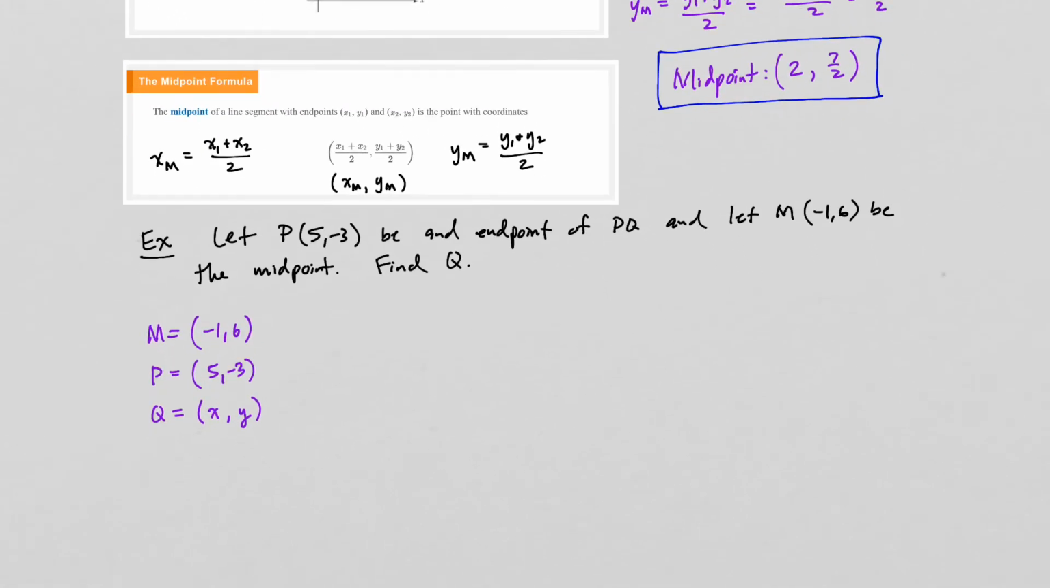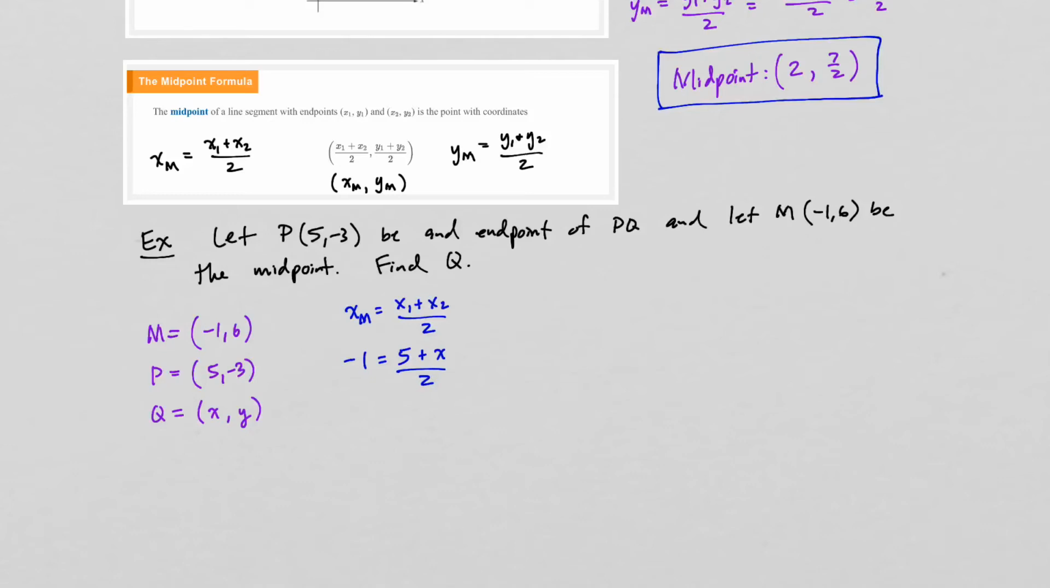Okay, so what we can say here is, first of all, we know that xm equals x1 plus x2 divided by 2. And what is the x-coordinate of the midpoint, right? What is xm? Well, it's -1. So we can put that in here. And then what is x1? Well, x1 is the x-coordinate of point P, which is 5. And x2, well, x2 is the x-coordinate of Q, which we don't know. So we're just going to call that x, and then divided by 2.